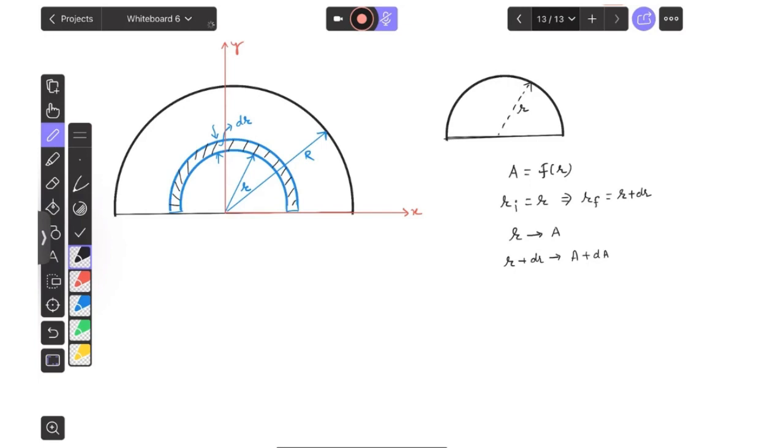Suppose already I have a disk whose radius is r, then I'm going to grow the radius from r to r plus dr. And if I change the radius from r to r plus dr, then you tell me what is the change or the increment in the area. Is it not this shaded area? That is the area dA, the one that we are into finding.